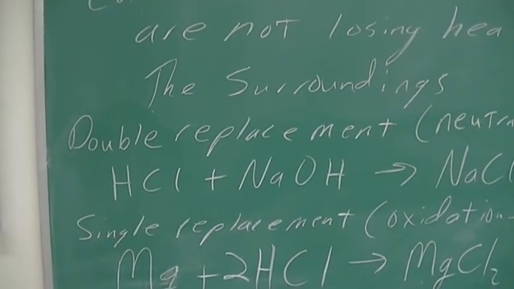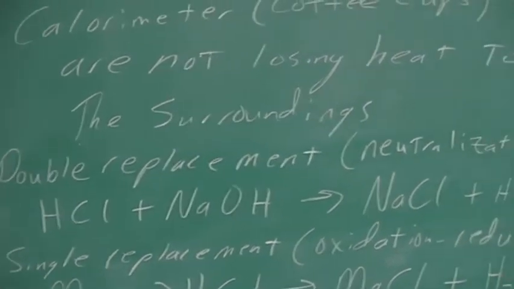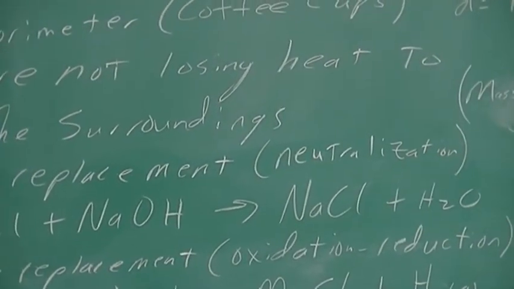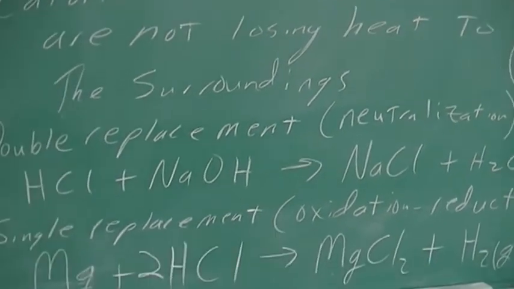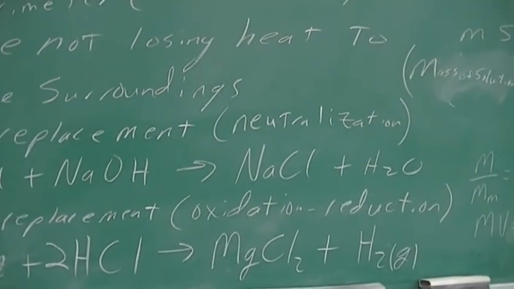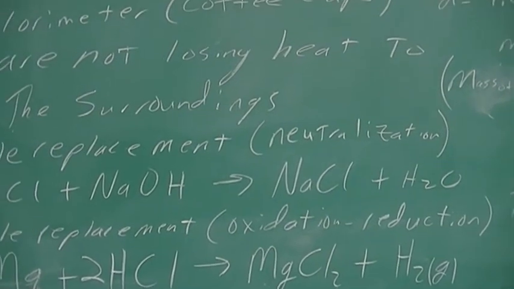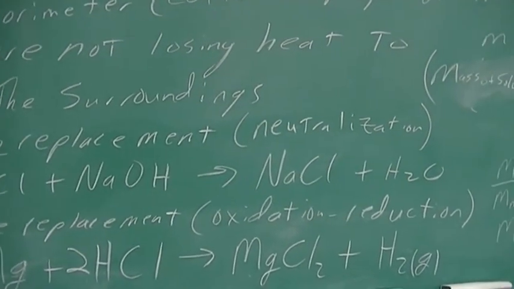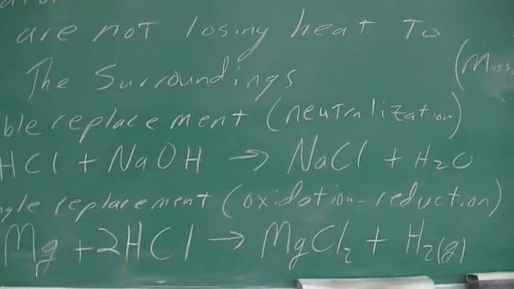Again, the first reaction was your HCl with your NaOH. That is a double replacement reaction, also a neutralization. You have many different types of double replacement. This one is an acid plus a base giving salt and water, which is a neutralization. So you have your HCl plus your NaOH yields your NaCl and H2O.